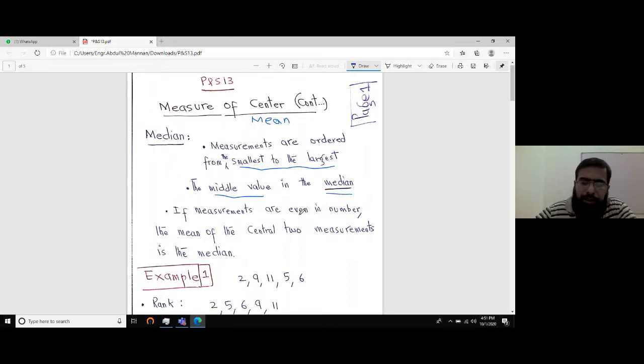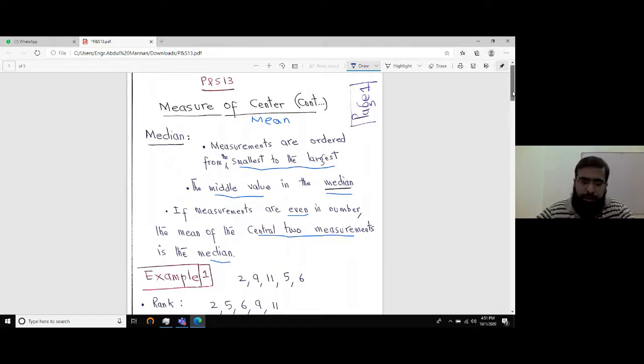If measurements are even in number, then we cannot have the middle value. In fact, there will be two middle values then. If we have, for example, 6 numbers, we cannot have a middle value. Then the middle two numbers, the arithmetic mean of the central two measurements, will be the median, right?